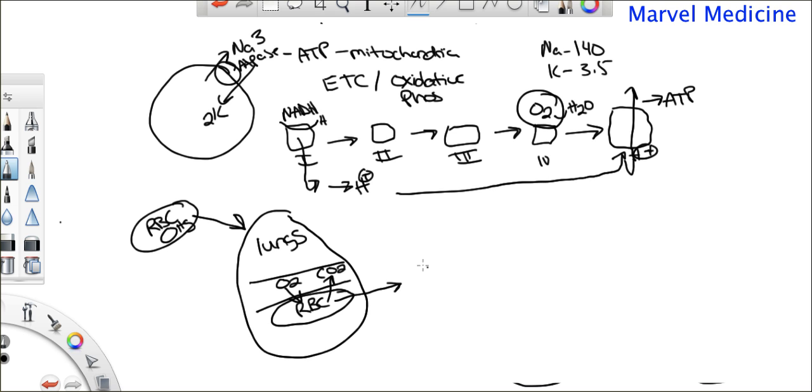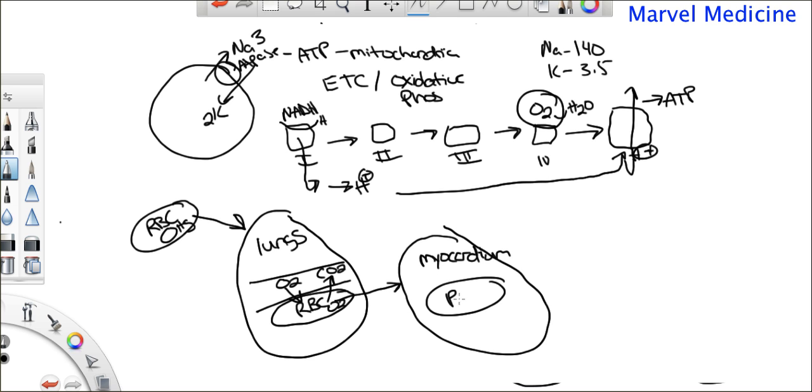Let's say it goes to my myocardium, my heart tissue, right? Goes to my heart tissue. This is a myocardial cell. Goes to my myocardial cell. The RBC comes here. It's filled with oxygen, and it's going to drop it off. Okay? It's going to give the oxygen.